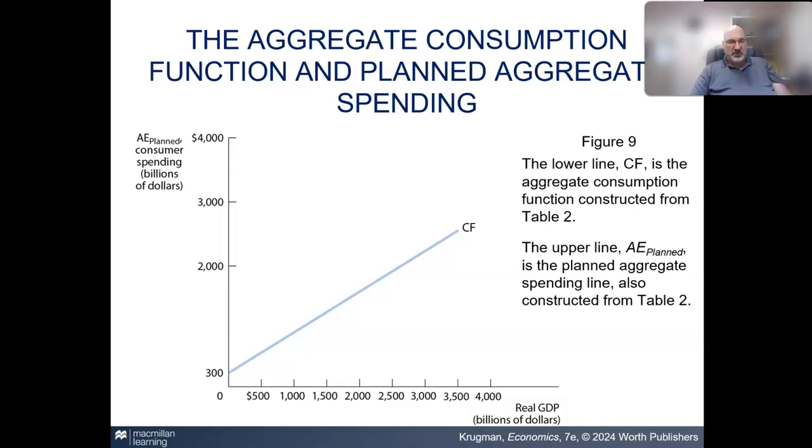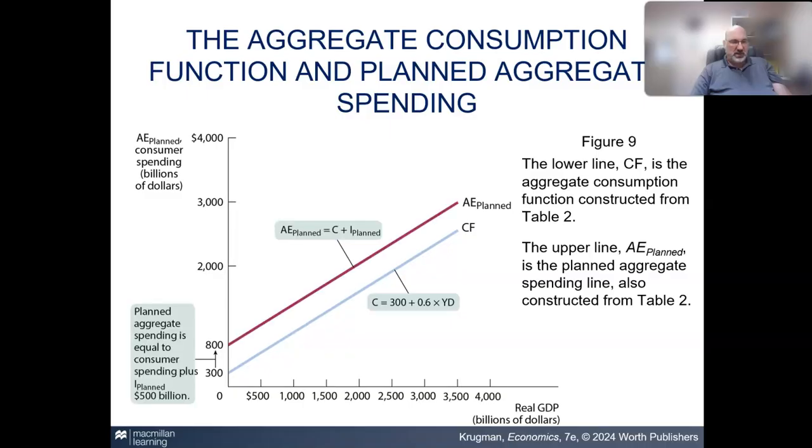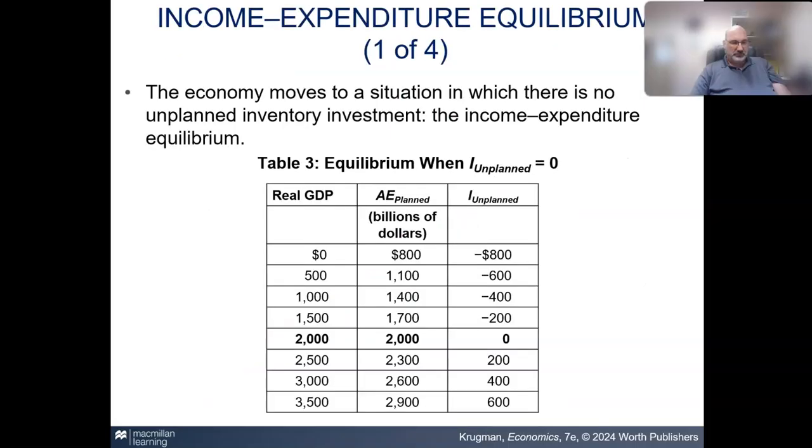So what does this look like? There's your aggregate consumption function, where 300 is your vertical intercept, plus 0.6 times YD. If we shift it to 800, there that is. And that's how that works out. So if they move to a situation where there's no unplanned inventory investment, we have a different equilibrium.